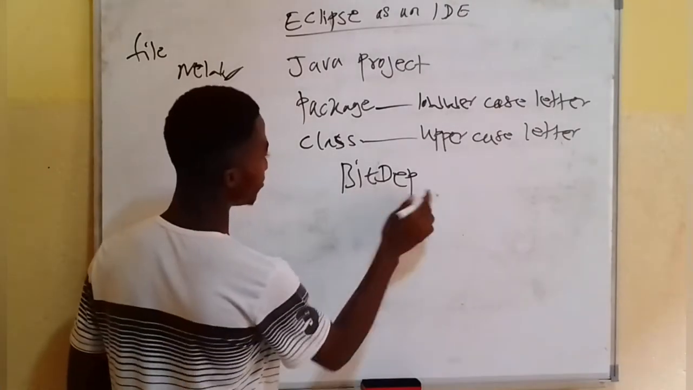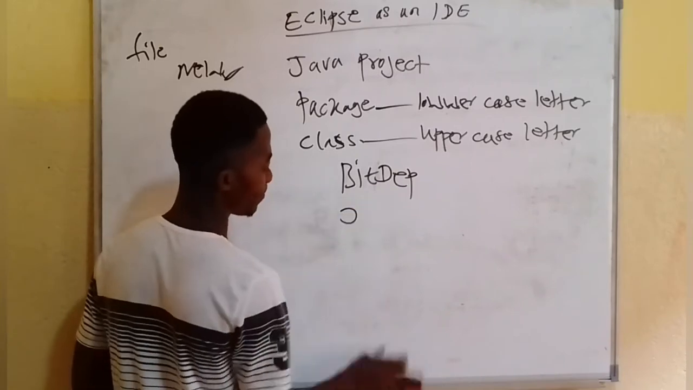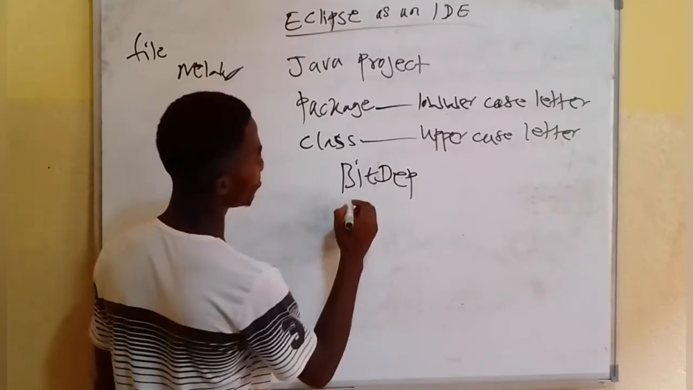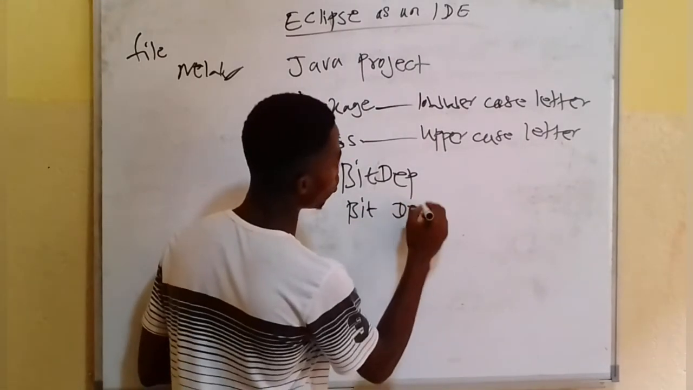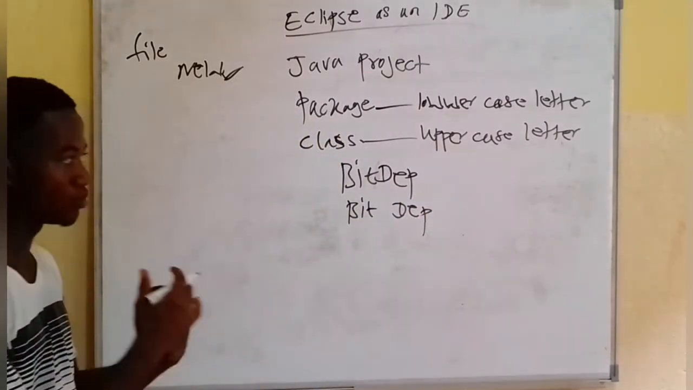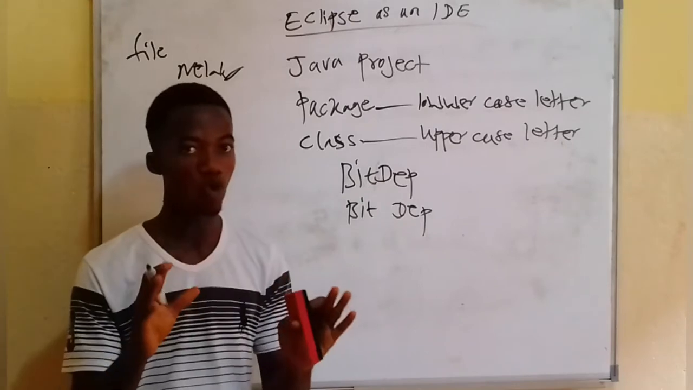For example, I said BITD. You don't have to name your class this way by saying BIT, then you space and put this one like this. No. You have to bring them together so that they can be one word.